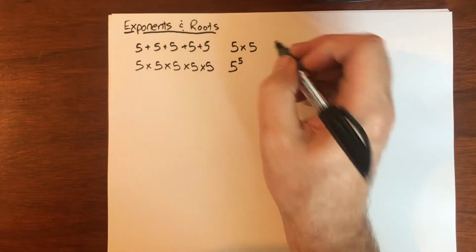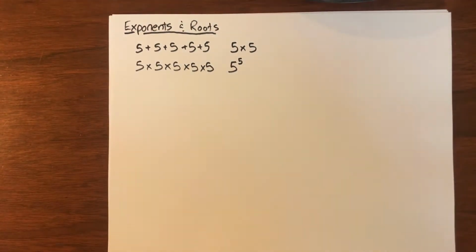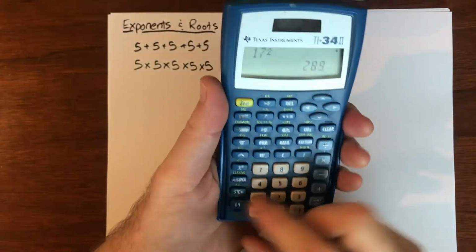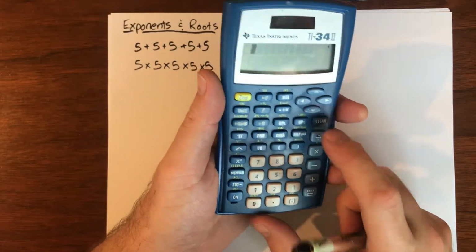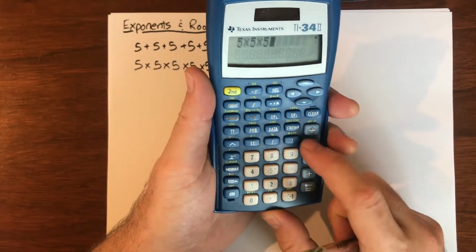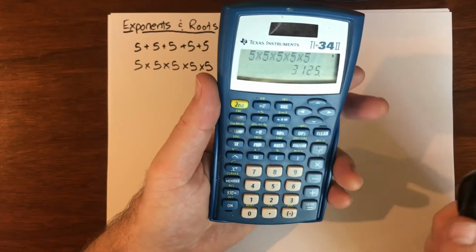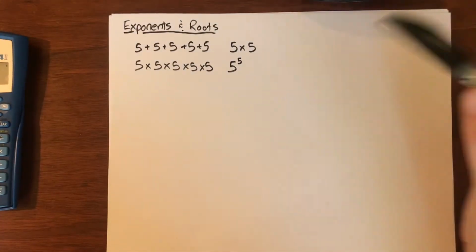So 5 times 5 is 25. This is something big. So that's a big number. Let's see. It's like 25 times 25 times 5. So, oops, 5 times 5 times 5 times 5, that's 4, plus one more is 3,125. That's what exponents really do.